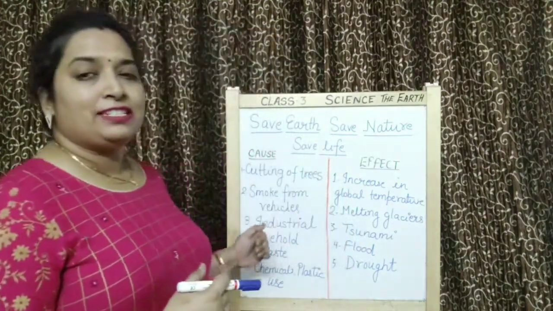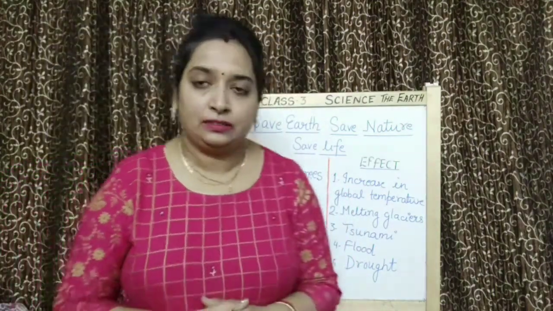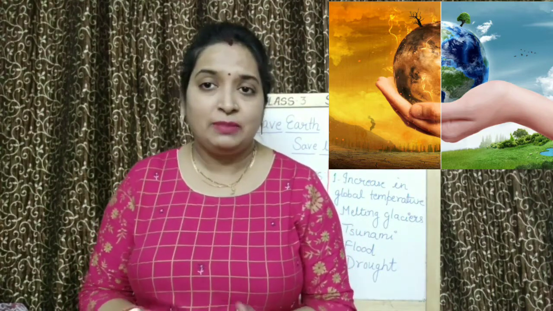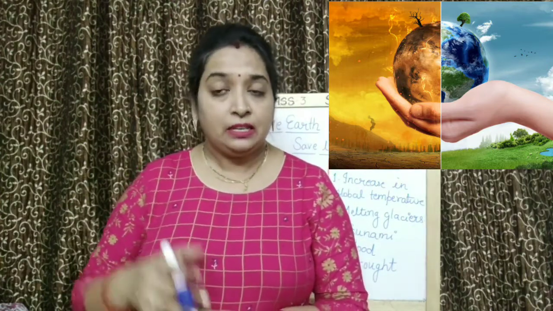Now children, what are the effects of these harmful activities done by humans to our earth? Children, the first effect is that temperature of the earth is increasing day by day. In summer season, sometimes you feel so much hot. Why? This is why. Because due to these human activities, temperature of the earth is getting increased day by day. That is called global warming.